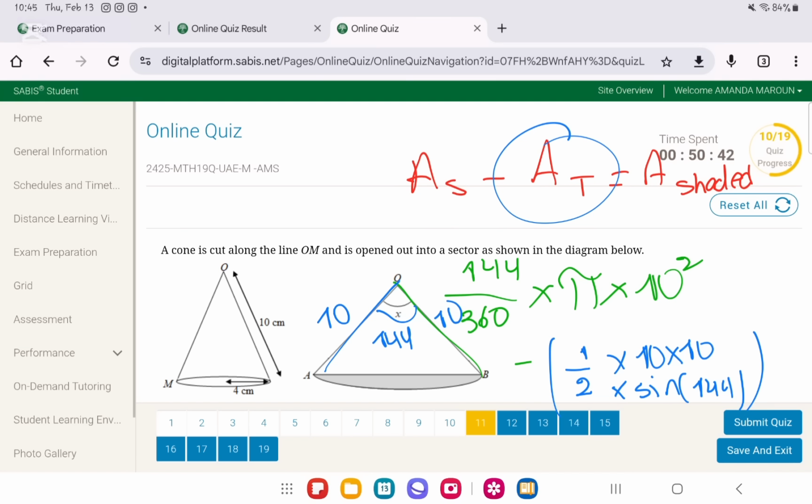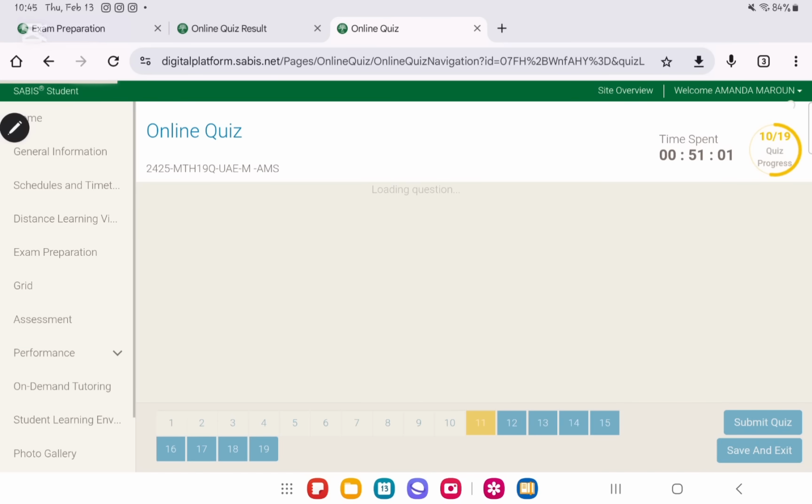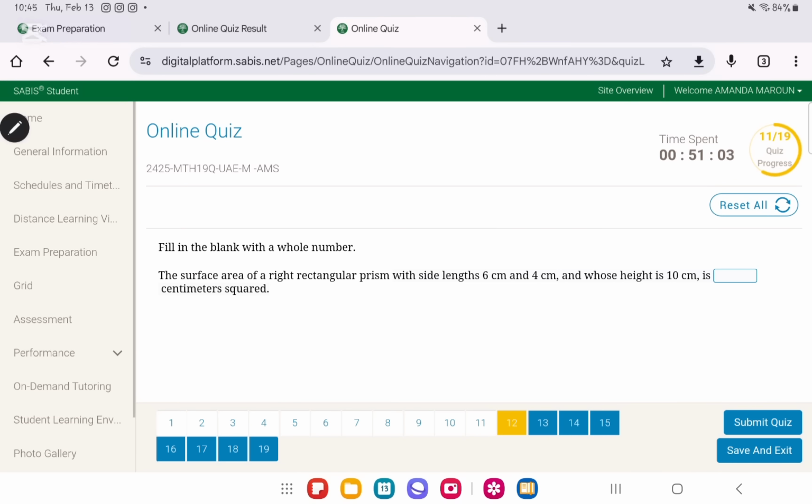If you put it on the calculator, you're going to get approximately 96 centimeters squared. So the answer is, I think I hit my glasses, 96 centimeters squared. So we move on to question number 12.